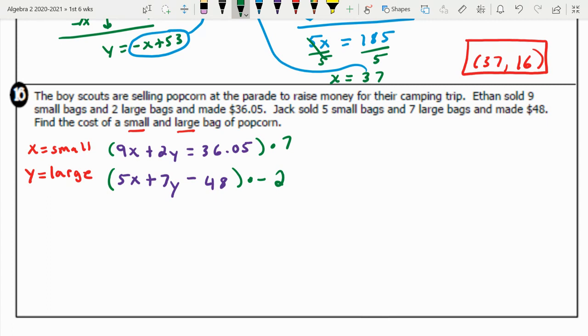Let's distribute this 7 into each term. 9 times 7x is 63x. 7 times 2y is going to be plus 14y. That's what we want. And then 36.05 times 7 is going to be $252.35. Now the bottom equation: negative 2 times negative 5x is going to be negative 10x. Negative 2 times 7 is going to be negative 14y. And then negative 2 times 48 equals negative 96.